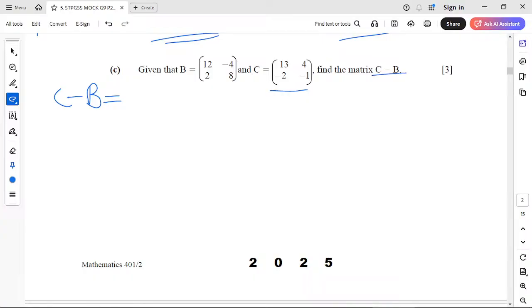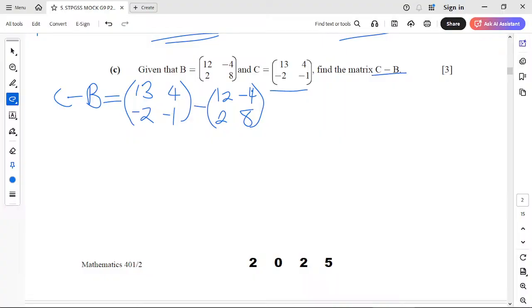So first we write the matrix C, which is 13, 4, negative 2, negative 1, close bracket, minus, then we go to B, which is 10, negative 4, then 2, then 8, like that. Now once we have done that, the next thing we can do is work it out.